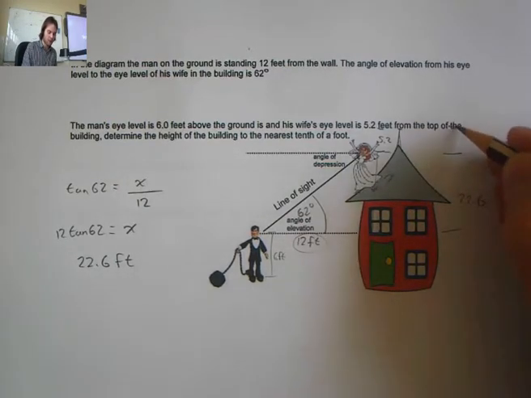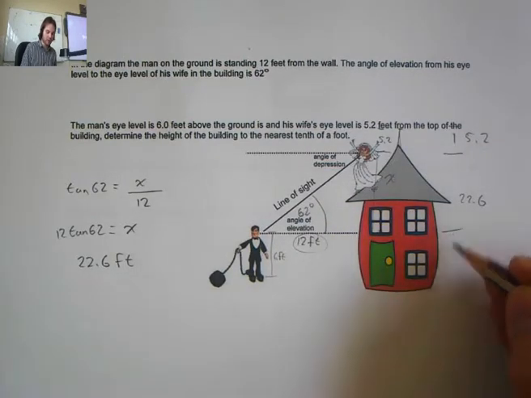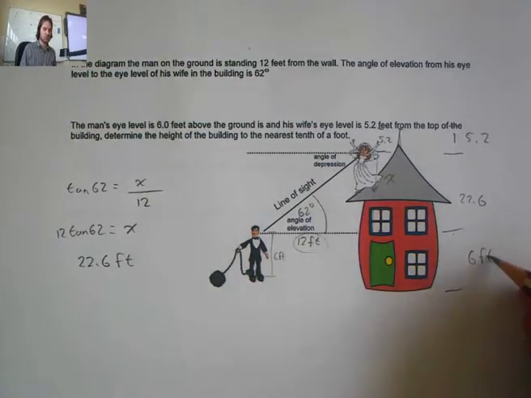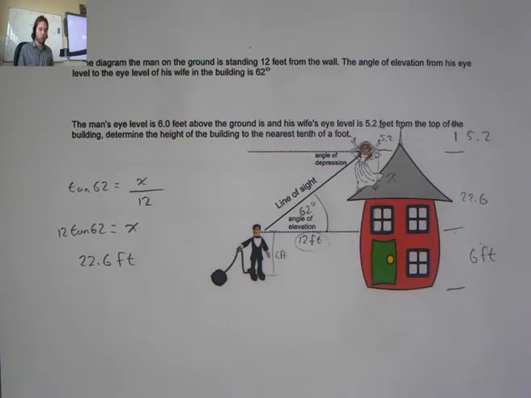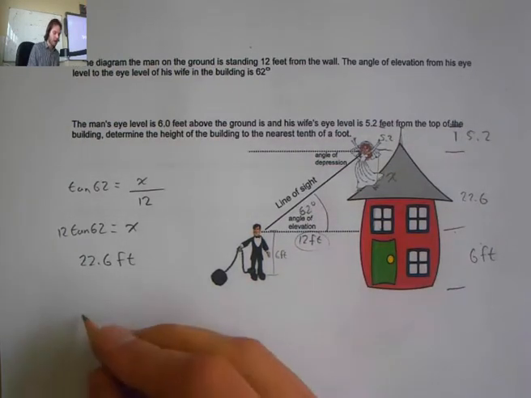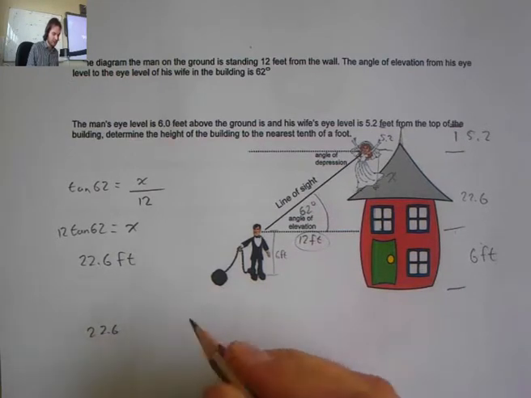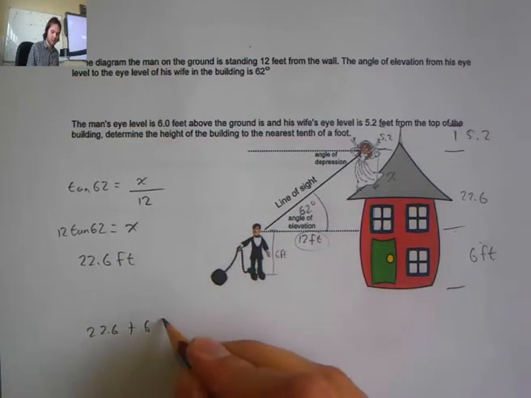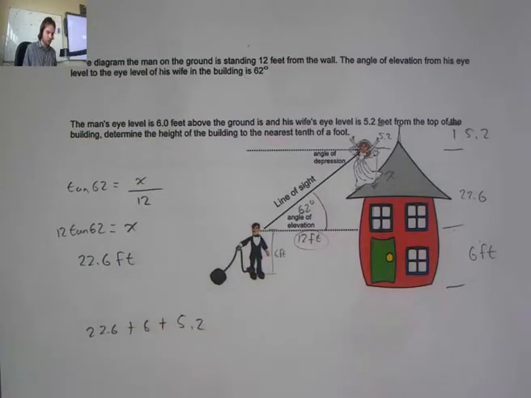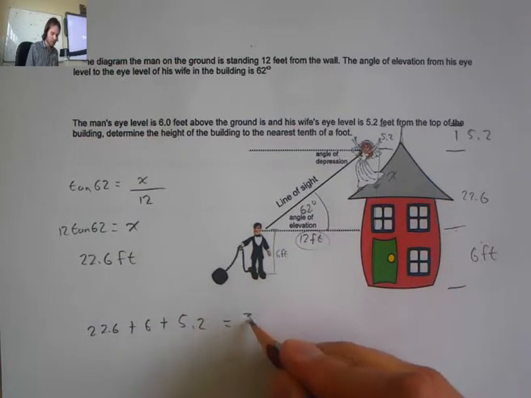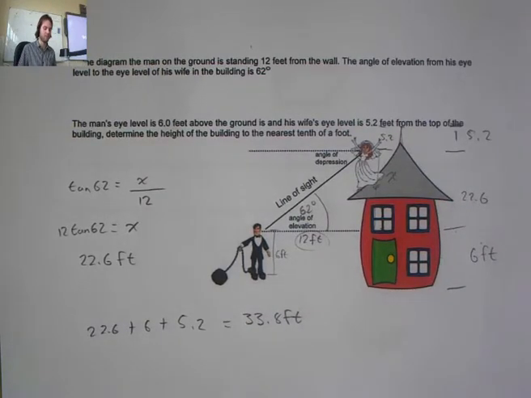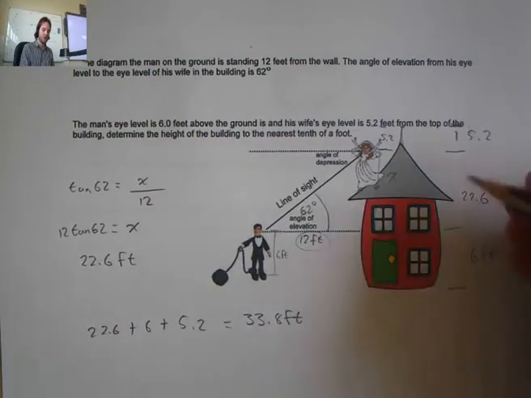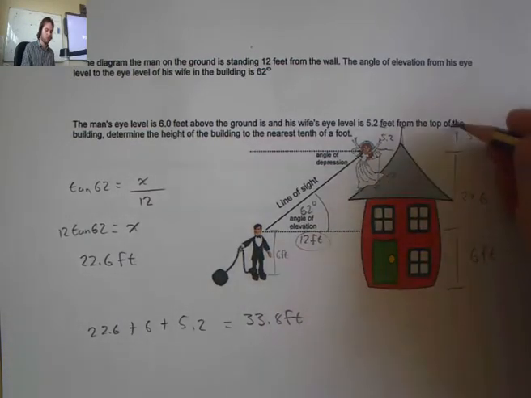But now I know from here to here is 5.2. We also know from here to the bottom is 6 feet. Notice my drawing is not to scale. So we have to add all these up to find the total height of my building. So we have 22.6, and then we're going to add 6, then we're going to add 5.2. It's going to end up giving me 33.8 feet is the height of the building. Okay, so we have to add each of these three heights together to get my total height.